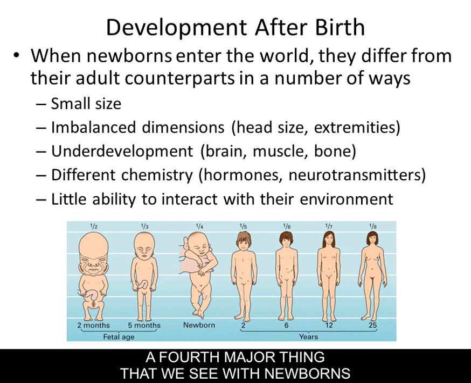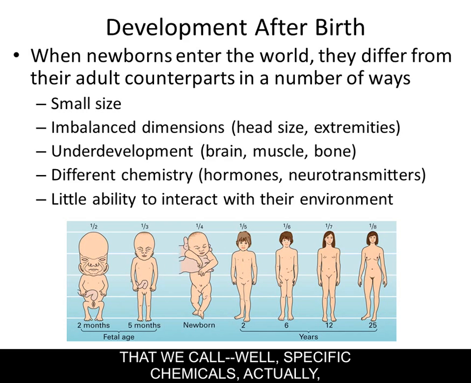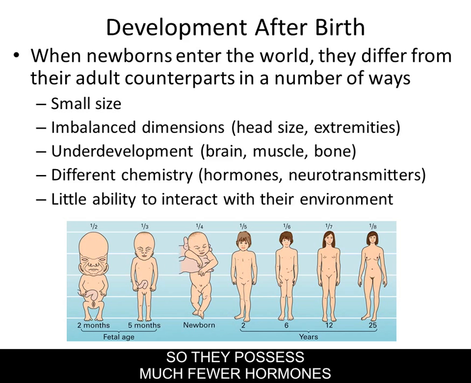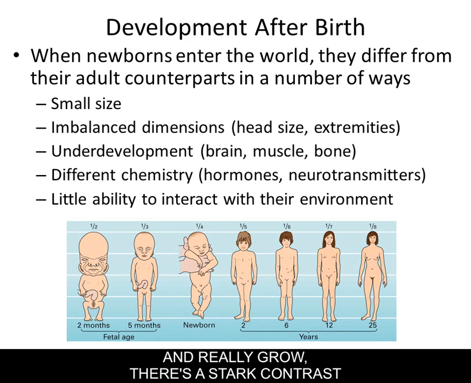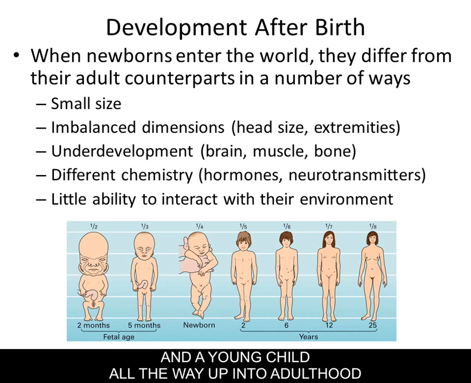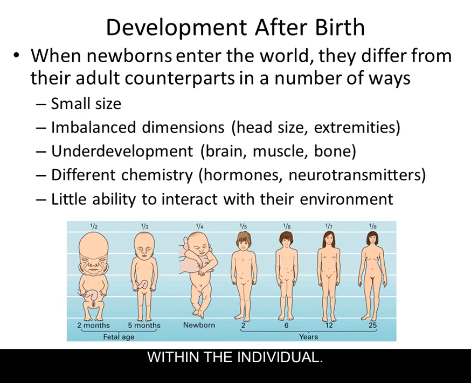A fourth major thing that we see with newborns that makes them different from adults is that their chemistry, in particular their hormones and the concentration of specific chemicals produced by neurons that we call neurotransmitters, is very different. So they possess much fewer hormones and much fewer neurotransmitters at birth. And until those systems really differentiate themselves and really grow, there's a stark contrast in the internal makings of a newborn and a young child all the way up into adulthood, until we get a semi-consistent balance of those neurotransmitters and hormones within the individual.